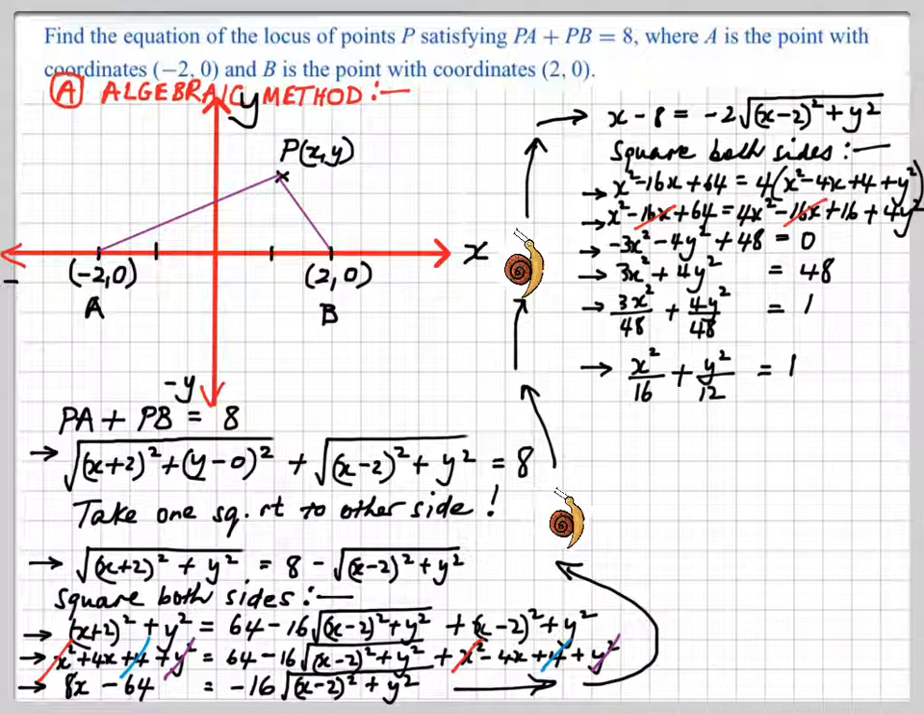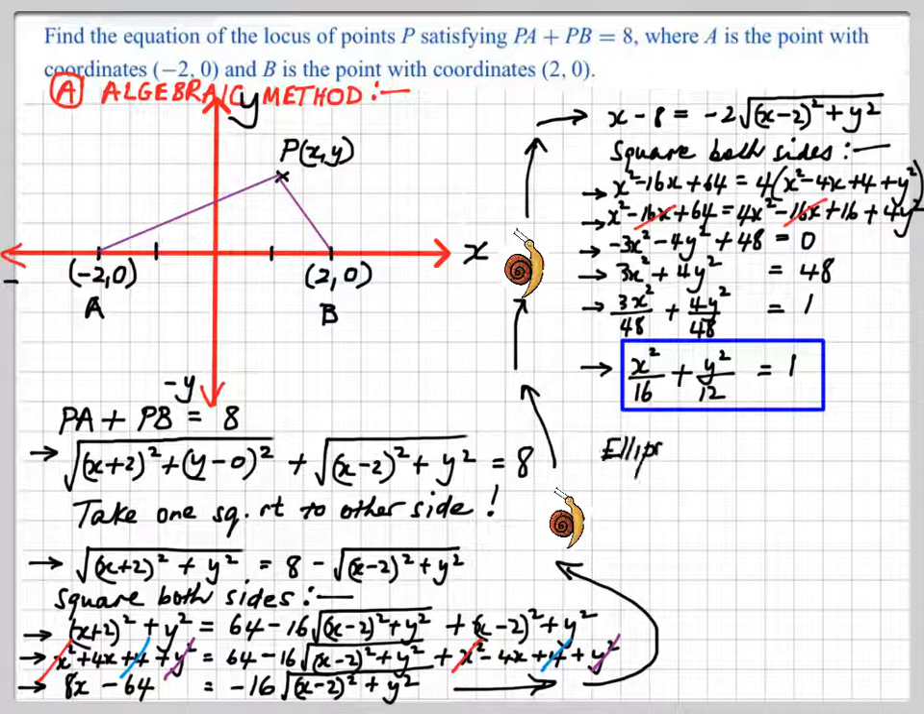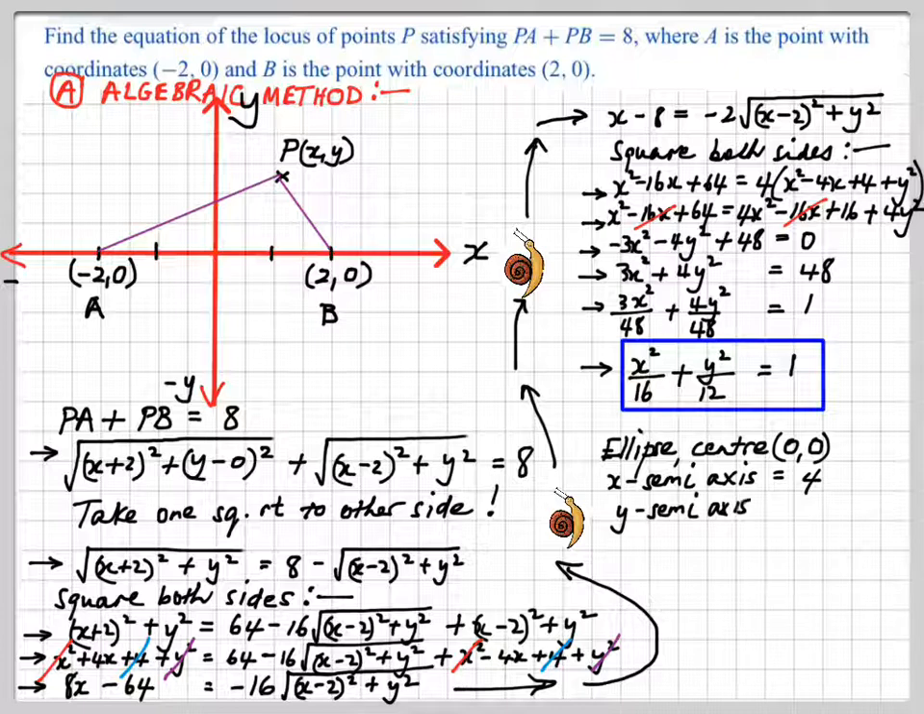Yes, yes, and yes again. Mr. Box. That's very, very exciting. So it's an ellipse. It's got a centre of the origin, and it's got an x semi-axis of 4, and it's got a y semi-axis of root 12.